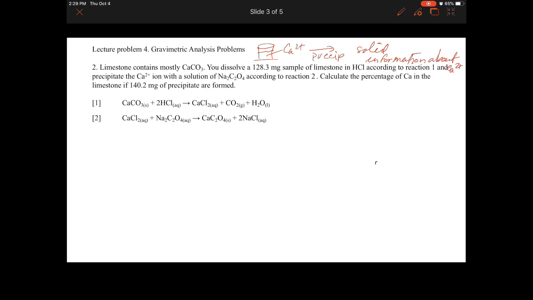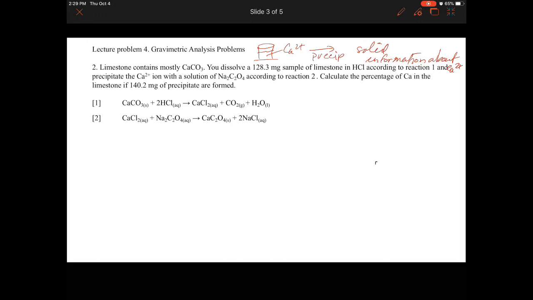So if we read this question, and that goes for any gravimetric analysis problem, the tell for a gravimetric analysis is you have some kind of ion in solution or some kind of unknown sample. You precipitate the ion out of solution with something, in this case it's oxalate, and then from the mass of precipitate, we're going to backtrack to get information about the ion.